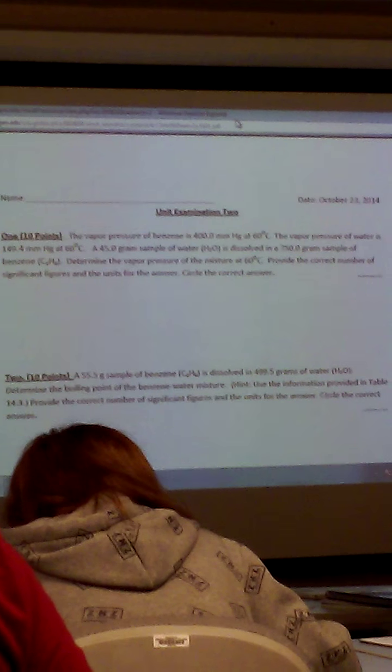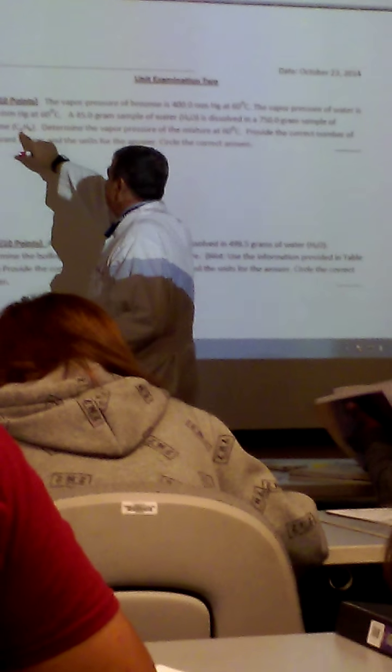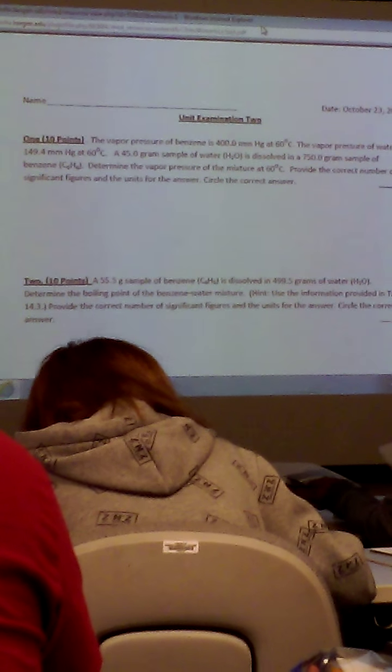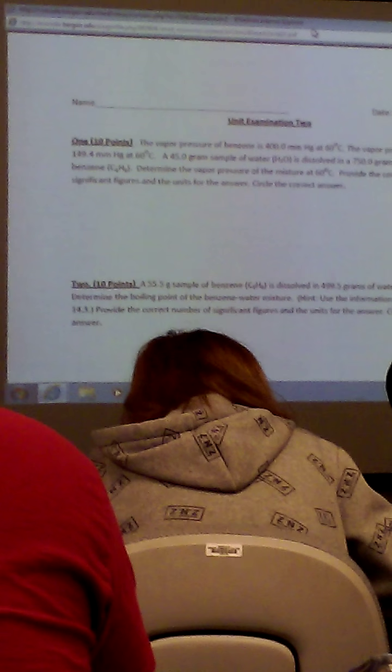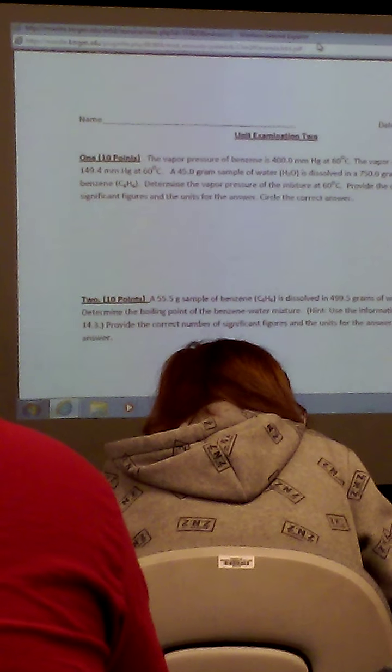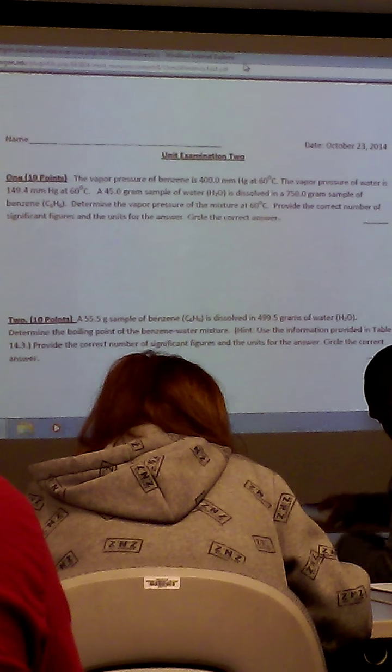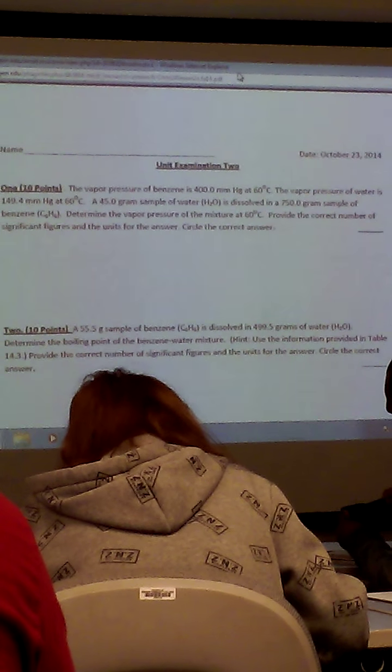This is C6H6. 6 times 12 is 72, plus 6 is 78. 78 is the formula weight of benzene. Water, the formula weight is 18. So let's put the moles in. How many moles of water do we have? How many moles of benzene?